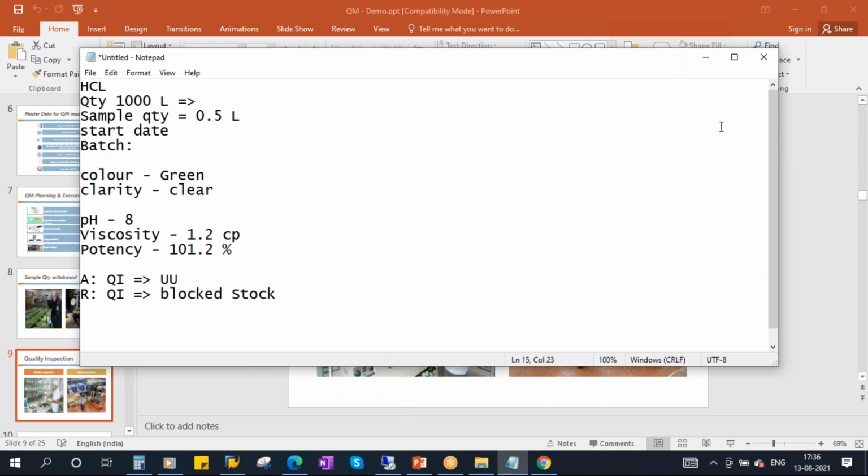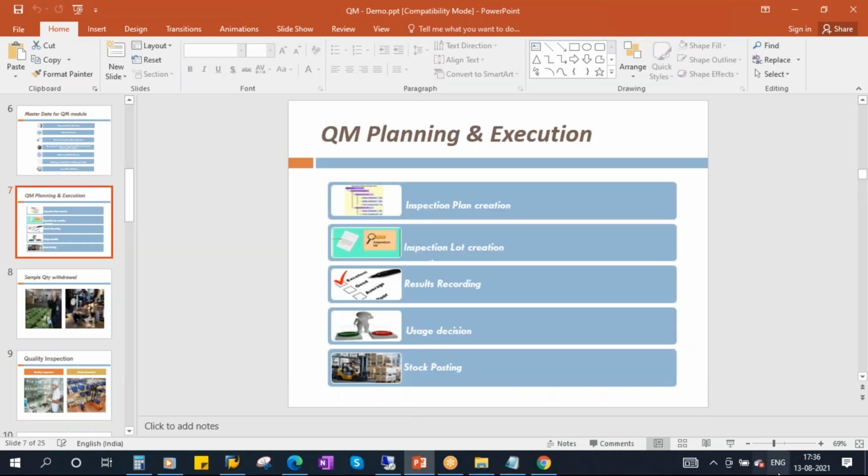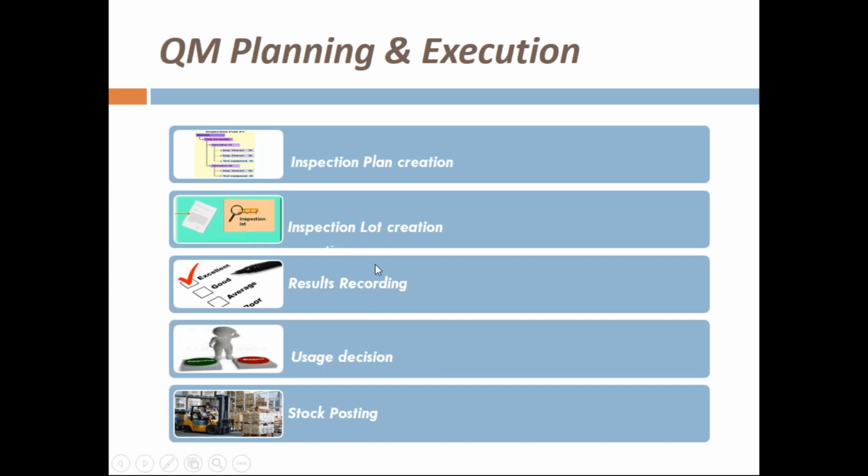So this entire flow, we will see it in the system: how the inspection lots are created automatically and manually, how the results recording is done, the different methods, how the usage decision is performed, and how the stock posting is done. All those things we will understand in the system. This is called QM execution.